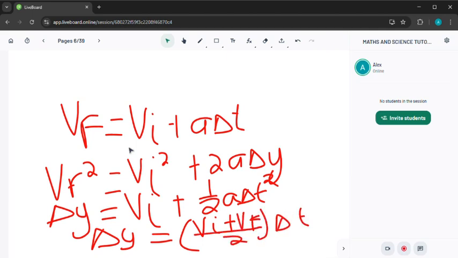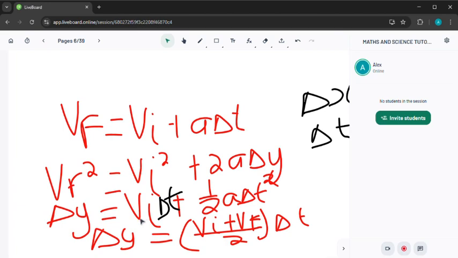So which equation of motion can we use? Remember, we have delta X and we also have delta T, right? We do not have final velocity, but we have initial velocity because the block was not moving initially. So it means initial velocity is equal to 0, right? So it's delta Y is equal to Vi multiplied by delta T plus half A delta T squared. So remember, the block was not moving initially, right? So it means Vi is equal to 0.